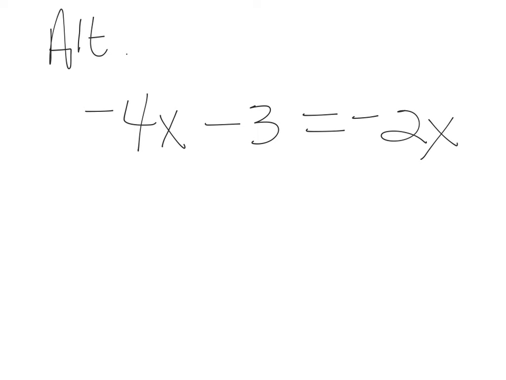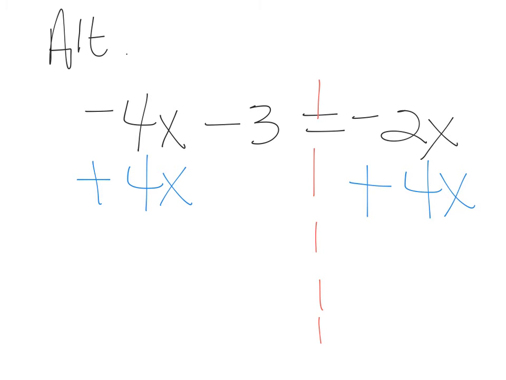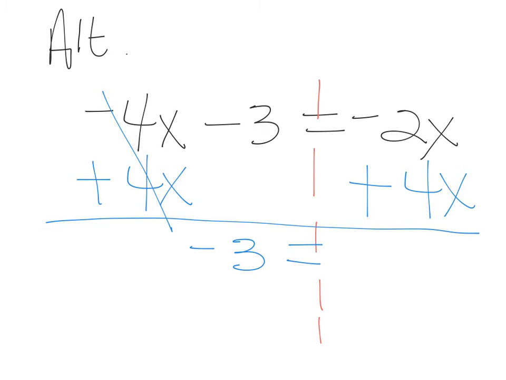Now, I've been telling you until today that we're always going to take the variables to the left. Well, guess what? You can actually take them to the right if you want to. So instead of adding 2x to both sides, what if I would have switched and added 4x to both sides instead? What this is going to do is it's going to take my variables to the right-hand side rather than the left. And what I get is negative 3 equals negative 2x plus 4x is 2x.